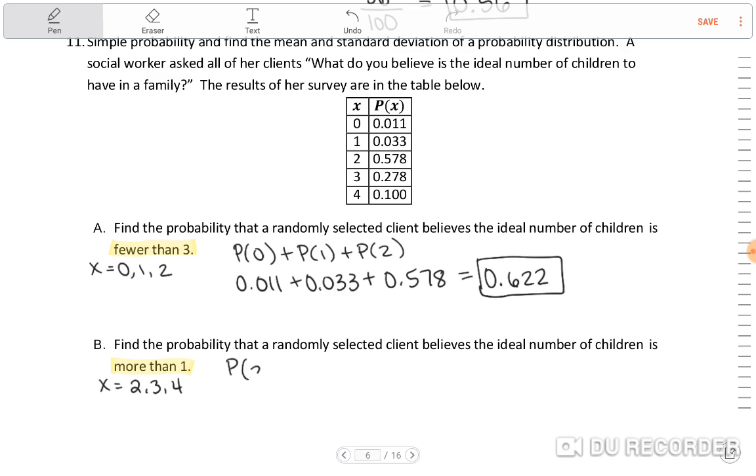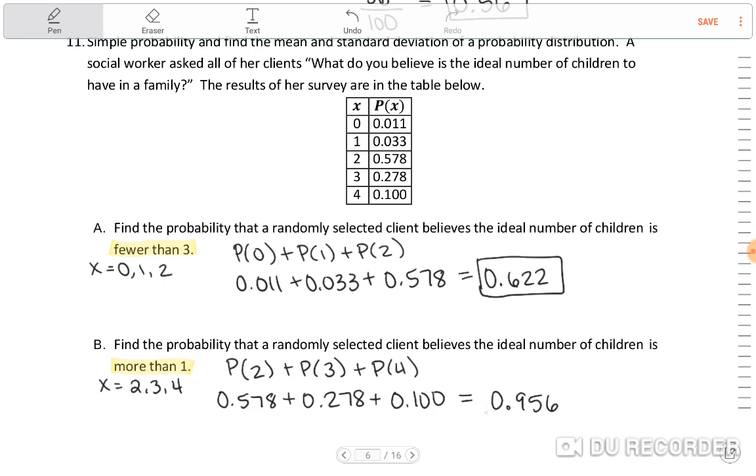So we're going to take the probability of 2 plus the probability of 3 plus the probability of 4 and calculate that. Well, probability of 2 we said was 0.578. Probability of 3 is 0.278. Probability of 4 is 0.100. So if I add all of those numbers up, I'm going to get 0.956. Well, it looks like a lot of people believe that you should have more than one child, according to this. So, I guess. There you go.